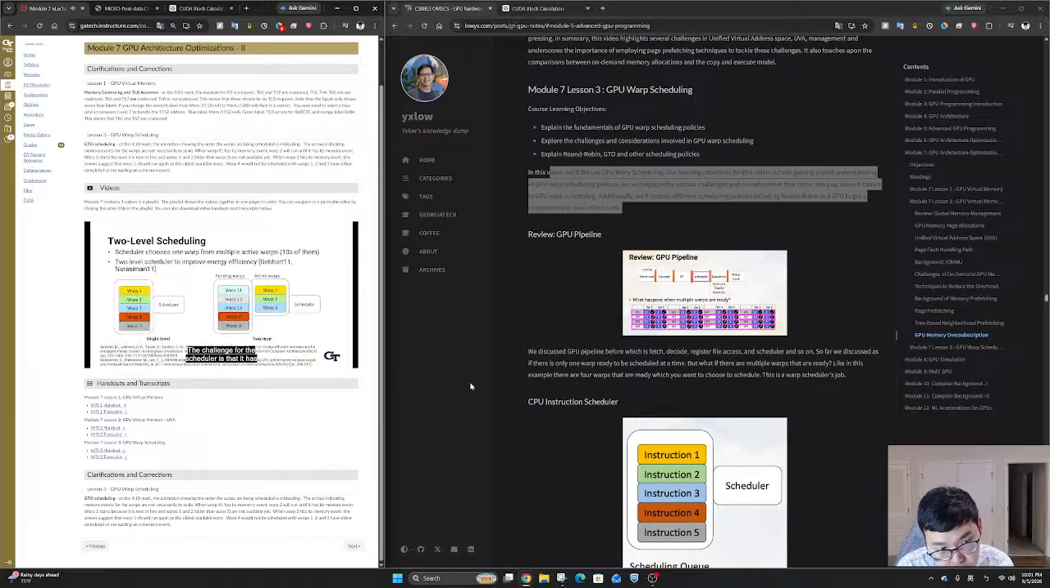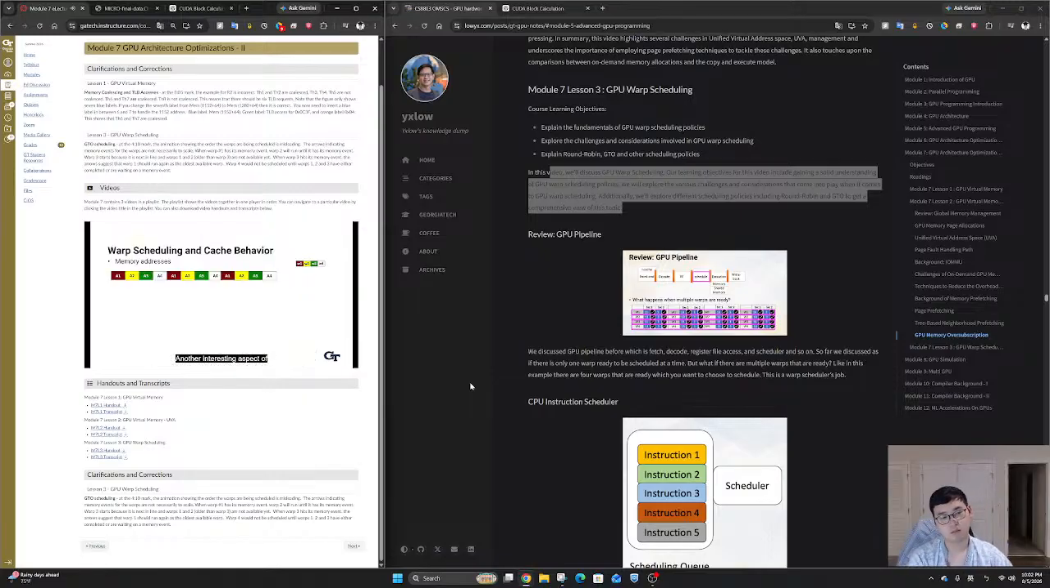The challenge for the scheduler is that it has to determine which instructions are ready. This task actually consumes a significant amount of power. Hence, in a single-level scheduler, it needs to search the entire scheduler queue just to schedule only one instruction. To reduce this inefficiency, a 2-level scheduler was proposed. In the 2-level scheduler, the warps are divided into two groups, pending warps and active warps. The scheduler only searches the active warps queue and chooses one from there.